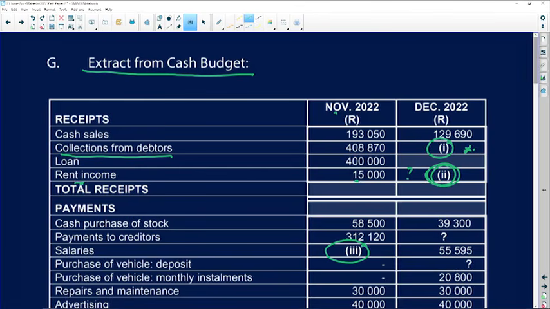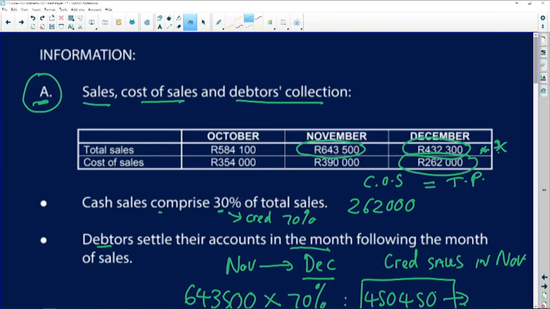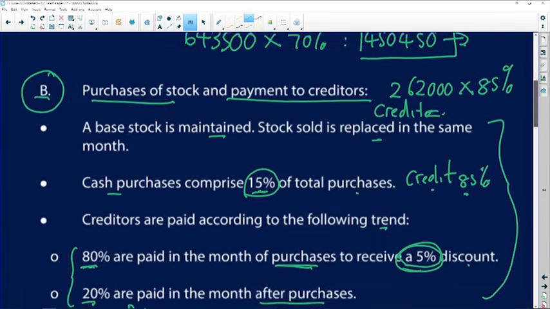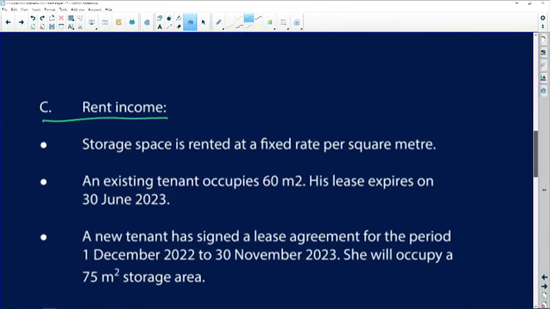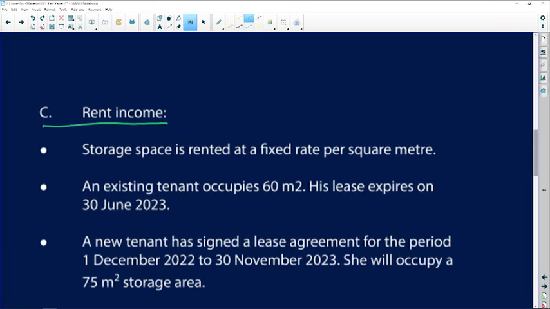So let's now go find that missing rent. Let's go to the information first. Okay, there we go, information C. Storage space is rented at a fixed rate per square meter. An existing tenant occupies 60 square meters. His lease expires on the 30th of June 2023.